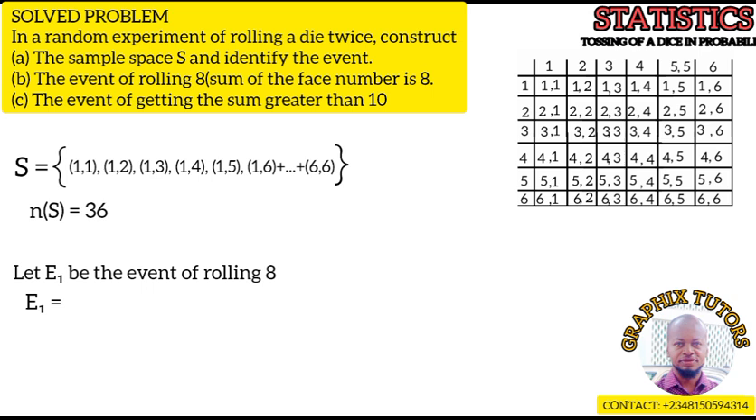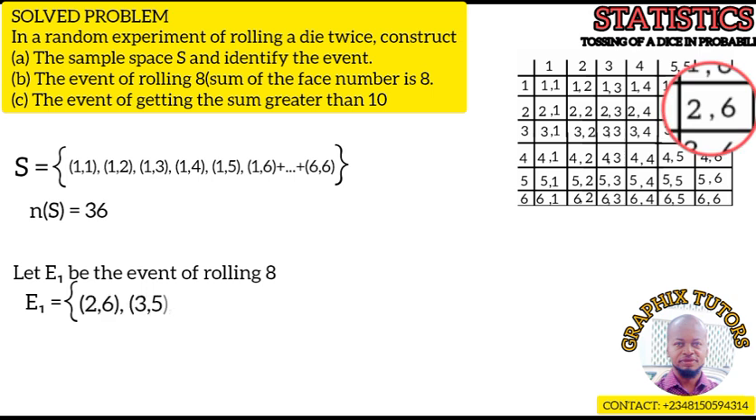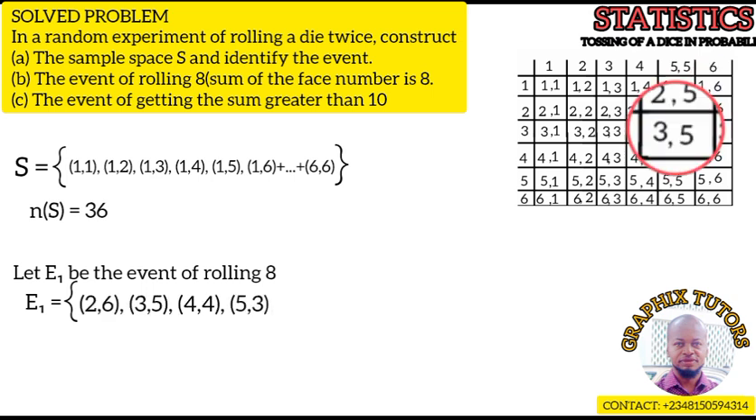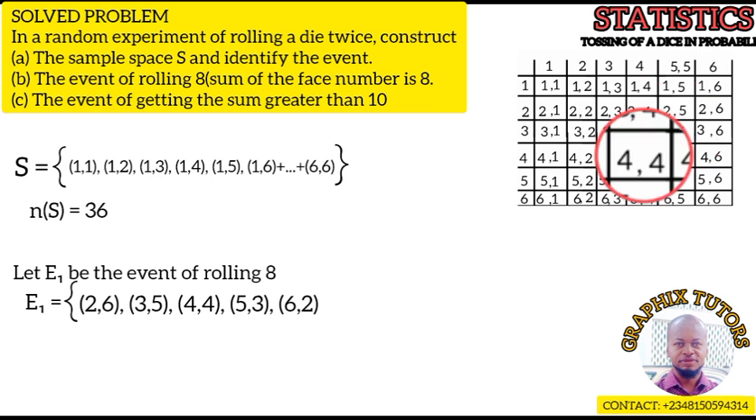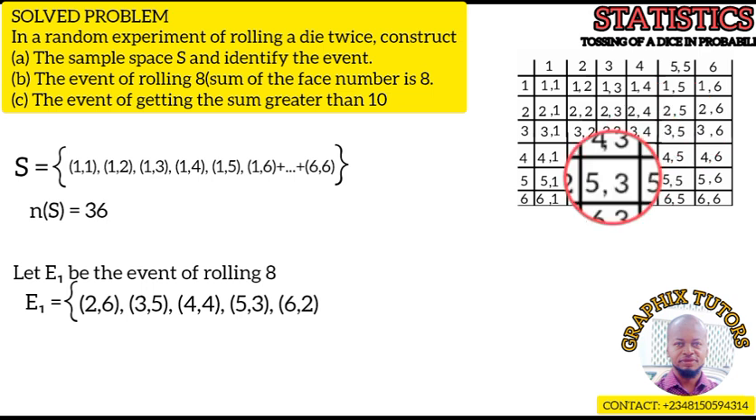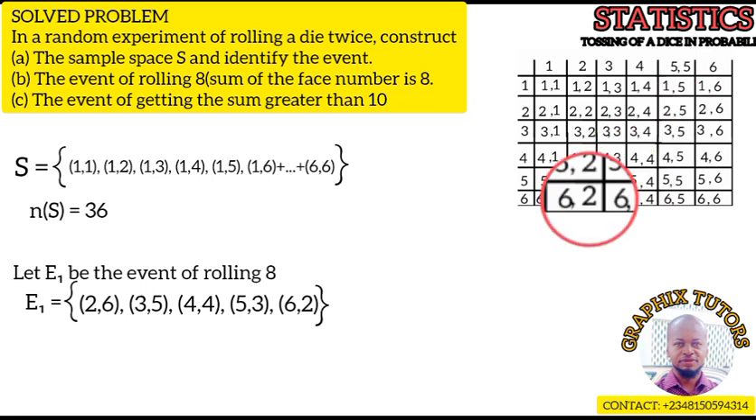If you look closely, you will discover that (6,2) will give us 8. That is 6 plus 2 gives us 8. (5,3) will give us 8. (4,4) will give us 8. (3,5) will give us 8. And (2,6) will give us 8. So these are the events that will represent it. So that is my E1. So the number of the event E1 will be equal to 5, if you count each of them. Is that okay now? If you are told to do all this, then you do that.